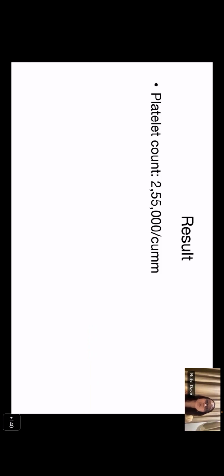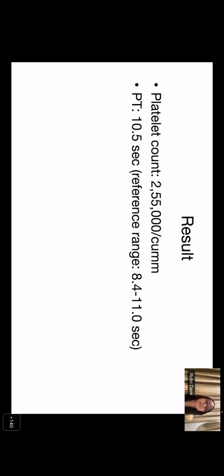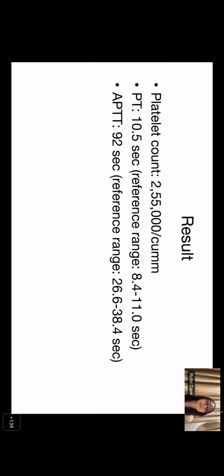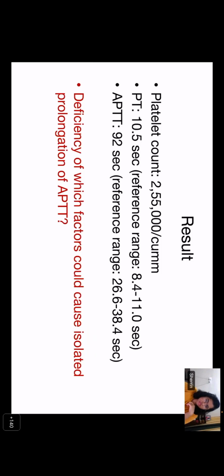The platelet count is normal. The PT is 10.5 seconds, which is normal within the reference range. The APTT is 92 seconds, which is prolonged. So what is the next step that you want to do? Mixing studies. Yes, very good. So the next step will be the mixing studies.